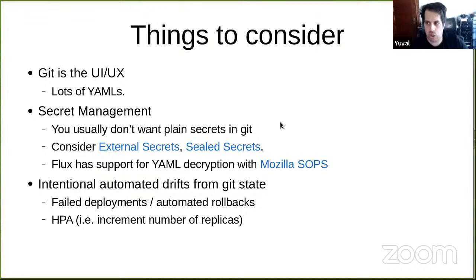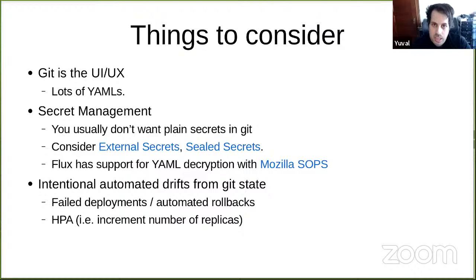Whatever path you choose, just take that into account. One of the classic ways to get a Bitcoin miner in your cluster is if you have a secret on Git in a public repo. There are bots scanning for this stuff all the time, so just be aware of that.